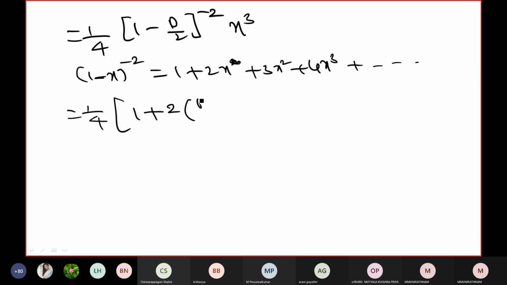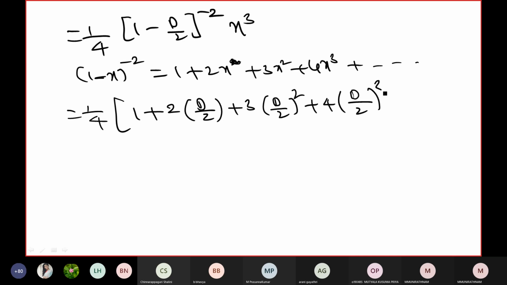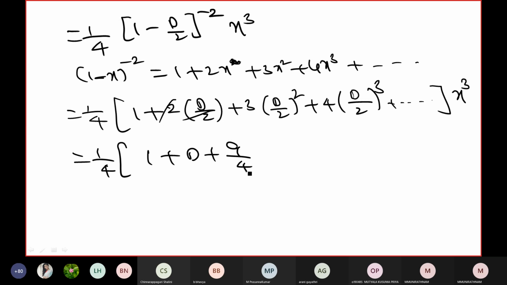1 plus 2 into D by 2, plus 3 into D by 2 whole square, plus 4 into D by 2 whole cube. Because of x cube, you need to write up to D cube. The remaining you need not worry about. So 1 plus D plus 3 by 4 D square plus 4 by 8 D cube and so on, on x cube.